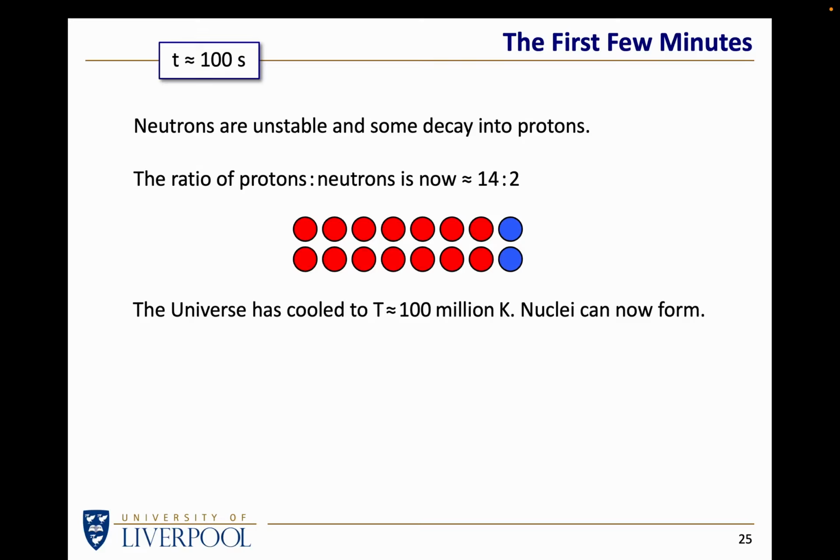And the universe is now 100 million Kelvin. So it is now possible for nuclei to form, by which I mean that up till now the universe has been too hot for protons and neutrons to want to get together. If you try and force them together, they have so much energy they just separate again. But now the universe is cool enough at 100 million Kelvin for nuclei to form.